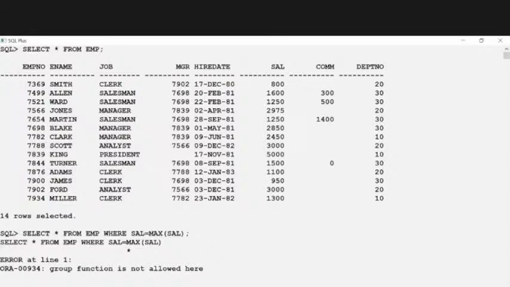Select star from EMP where job is equal to analyst, directly.